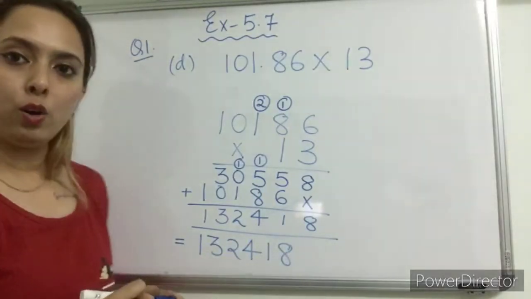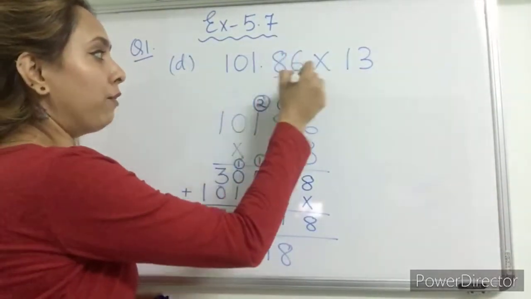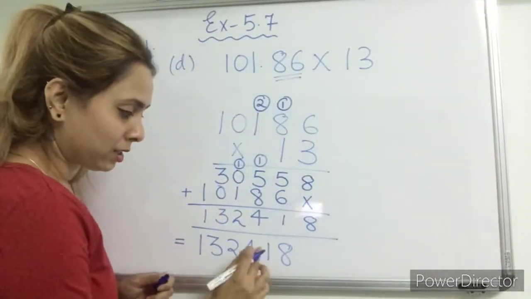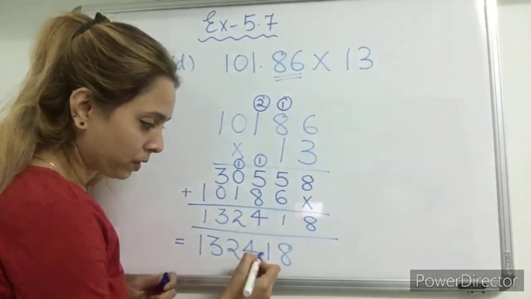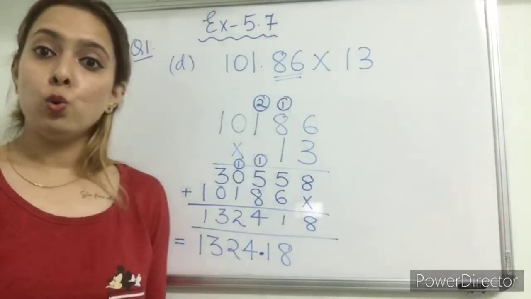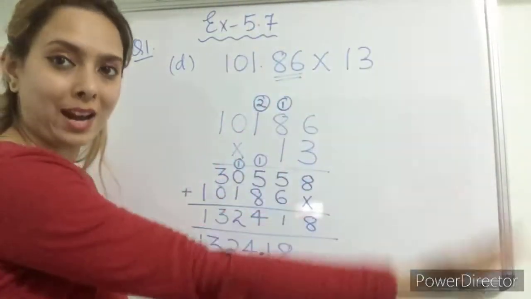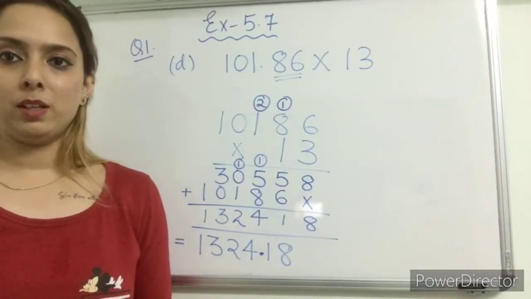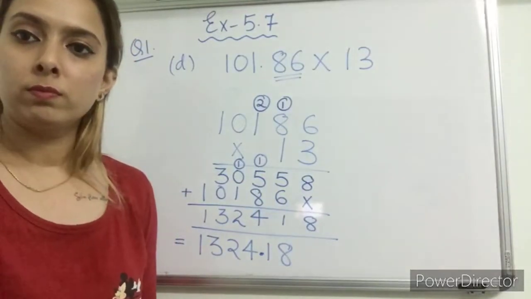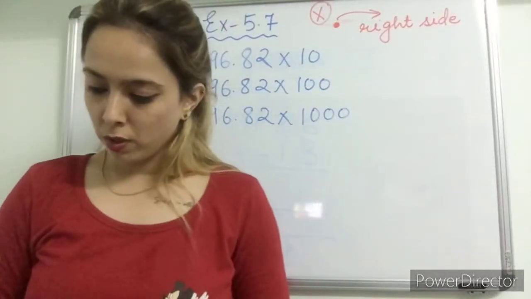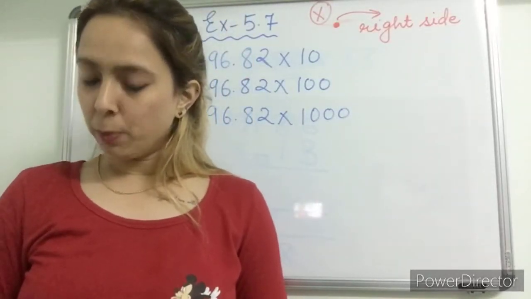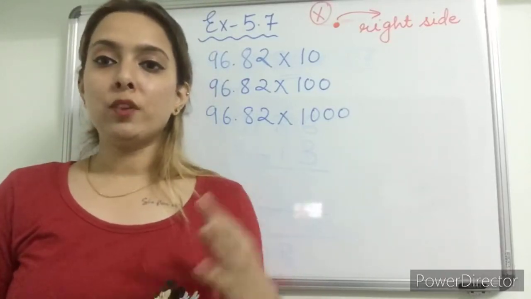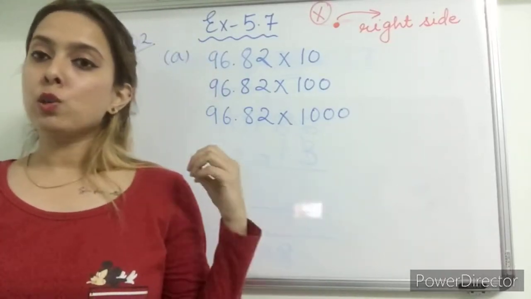Now all of you look here. We have two decimal places in the question, so in the answer also we will put the decimal before two digits from the right side. In this way you are going to perform the multiplication. Next question is: multiply the following by changing the position of the decimal points. There are three questions. This is also very simple.